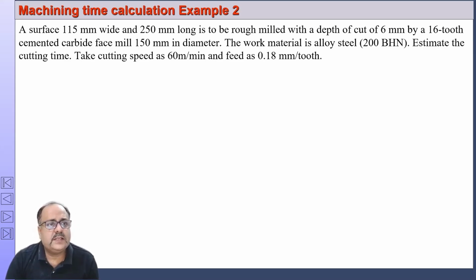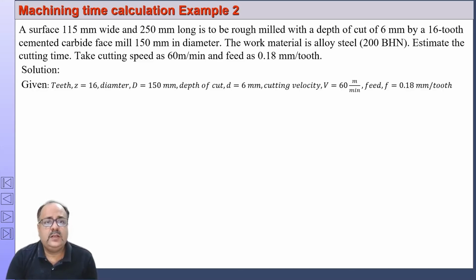Okay, so a surface 115 mm wide and 250 mm long is to be rough milled with a depth of cut of 6 mm. So here d is 6 mm, Z is 16, and D is 150. The work material is an alloy steel whose Brinell hardness number is 200. From that we can find from the handbooks the cutting speed required and the feed, and that is given in this question. We don't have to worry about that. The cutting speed is 60 meters per minute and the feed is 0.18 mm per tooth.